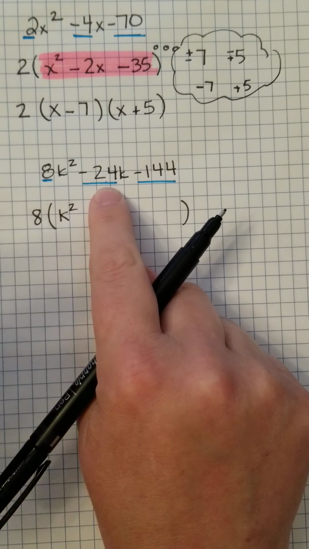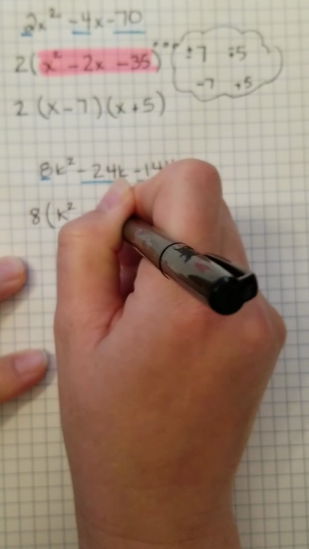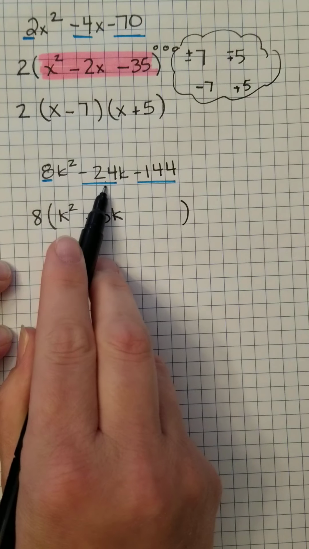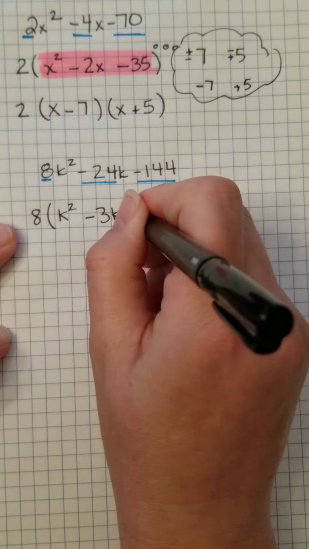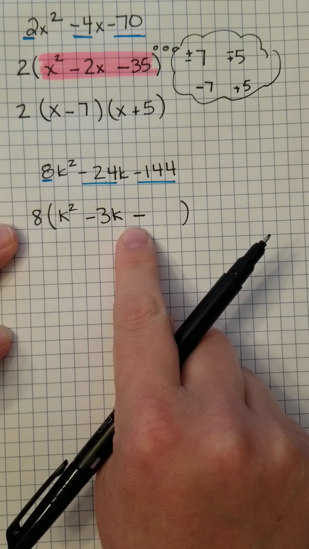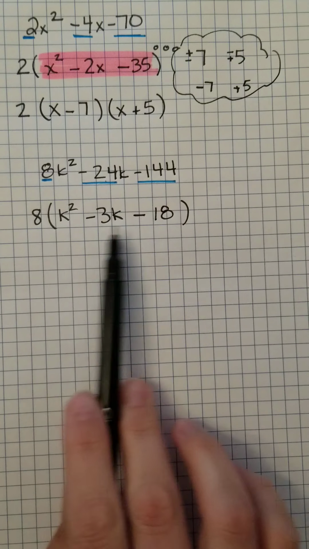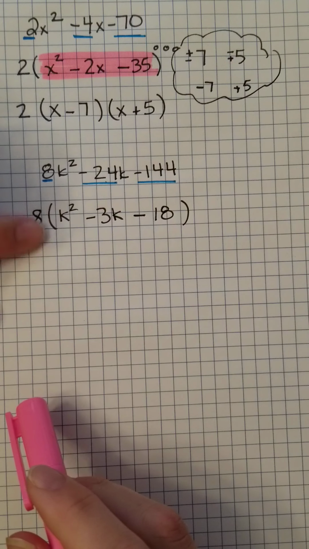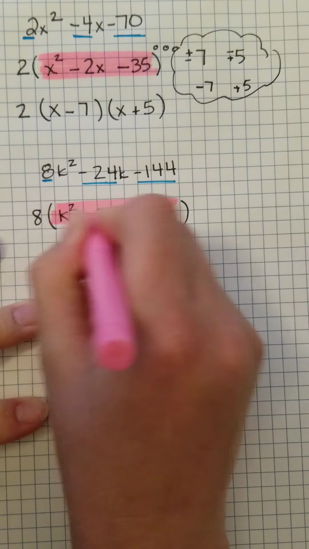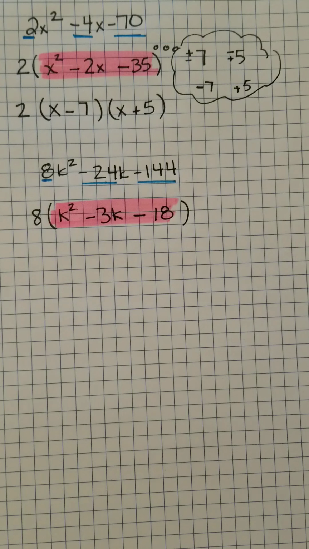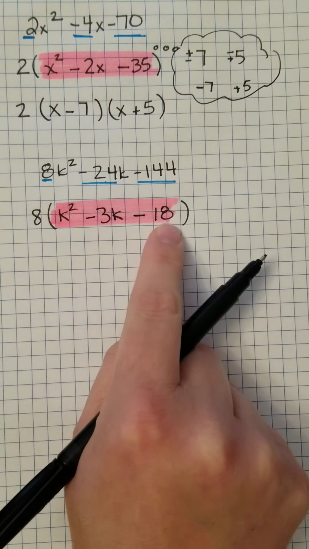8 times what will give me negative 24k? That's going to be negative 3k. Negative 3k times 8 will give me negative 24k. And then 8 times what will give me negative 144? That's going to be negative 18. All right, so now I kind of ignore this over here because it's already factored out. And now I need to figure out and factor the k squared minus 3k minus 18.